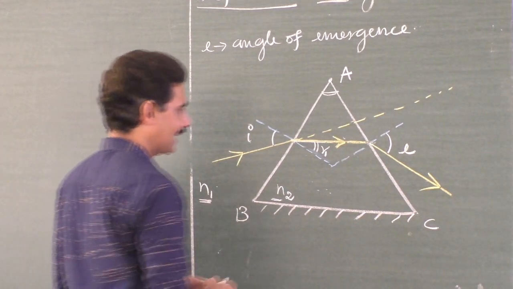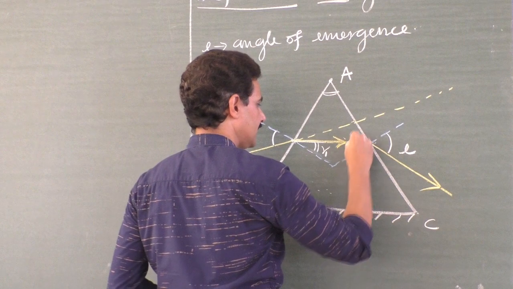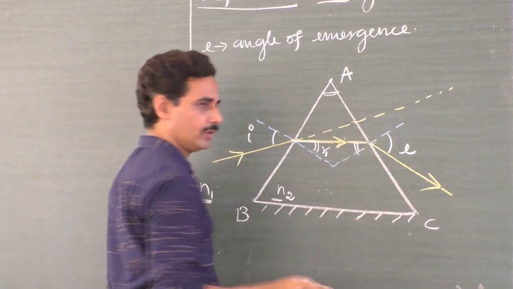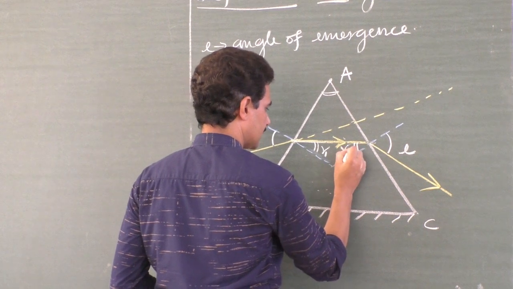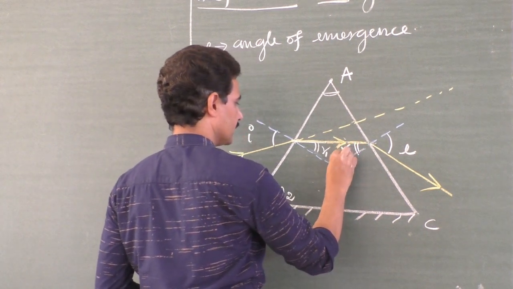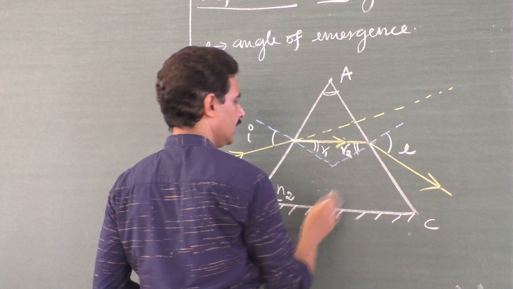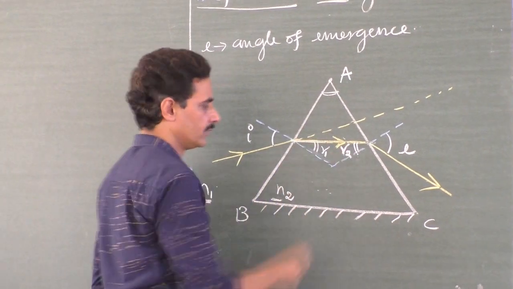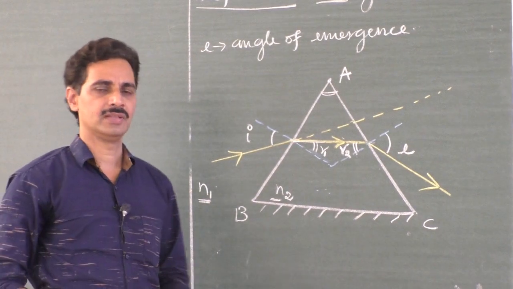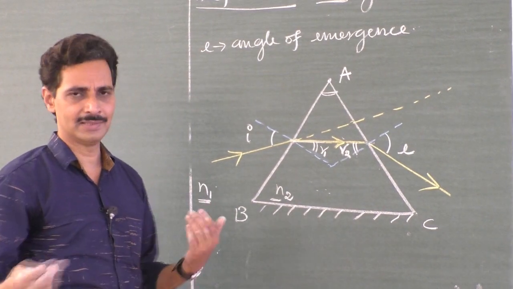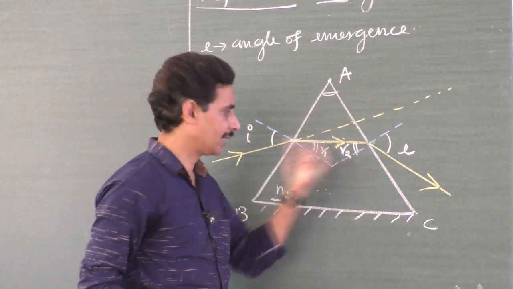Now how do you call this angle, sir? This is the angle of incidence for this surface. But I don't call it the angle of incidence. I will call it the angle of refraction only. It is r2. Sir, why do you call it the angle of refraction? Is it not the angle of incidence for this surface? Yes. There is no rule that you have to indicate the angle of incidence with i only. You can take any symbol. But why did you indicate it like this?